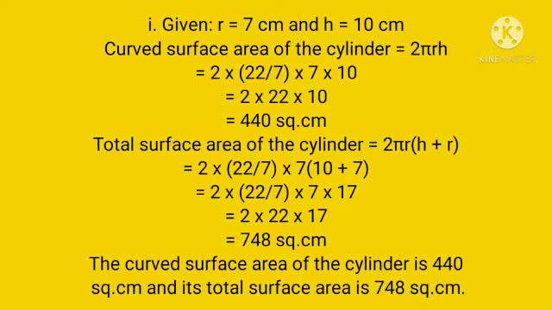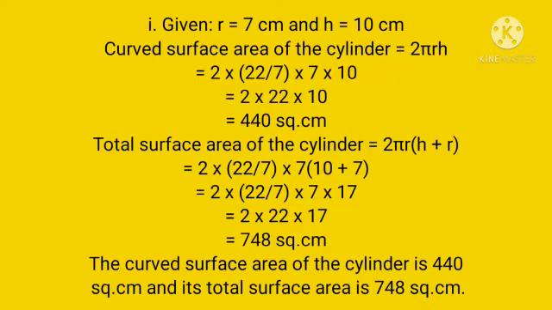Let us substitute the values. So we get 2 multiplied by 22 upon 7 multiplied by 7 multiplied by 10, which is equal to 2 multiplied by 22 multiplied by 10, which is equal to 440 square centimeter.